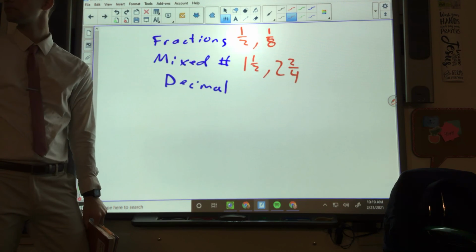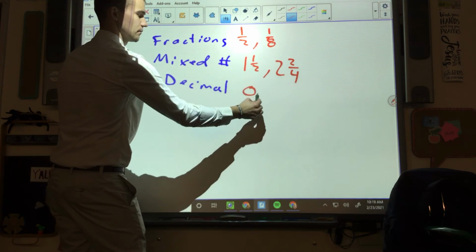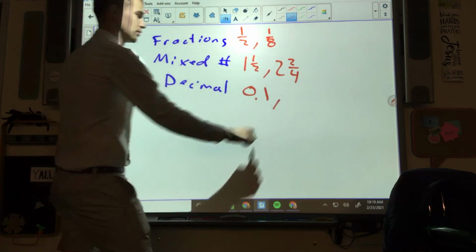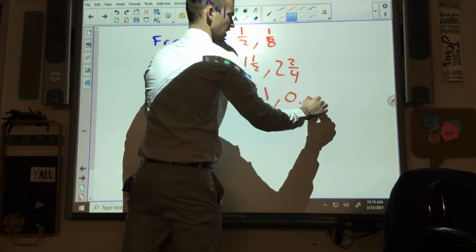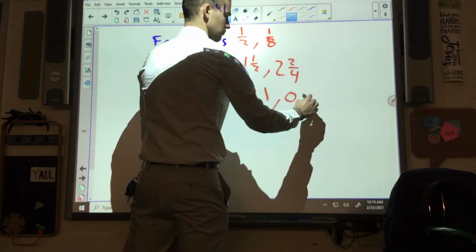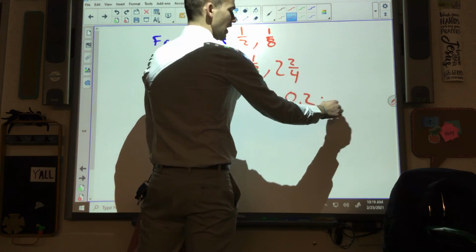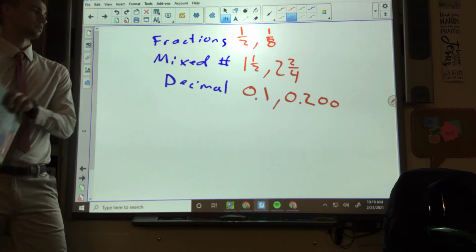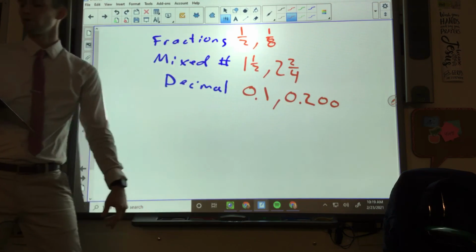All right, decimal. 0.1. Okay, one more. 0.100. That's the same number. No, 0.200. Okay, so I'm just going to put those extra zeros on there. Do they mean anything? No, they don't. So 0.1, 0.2.